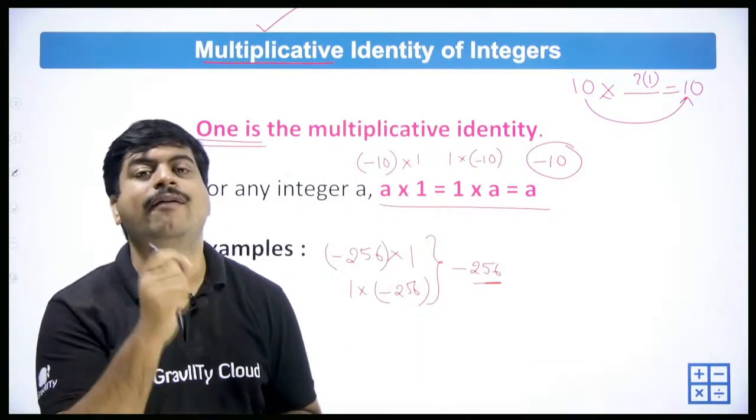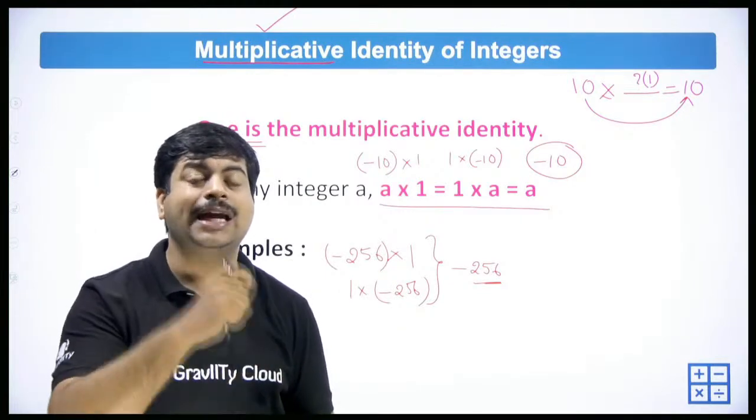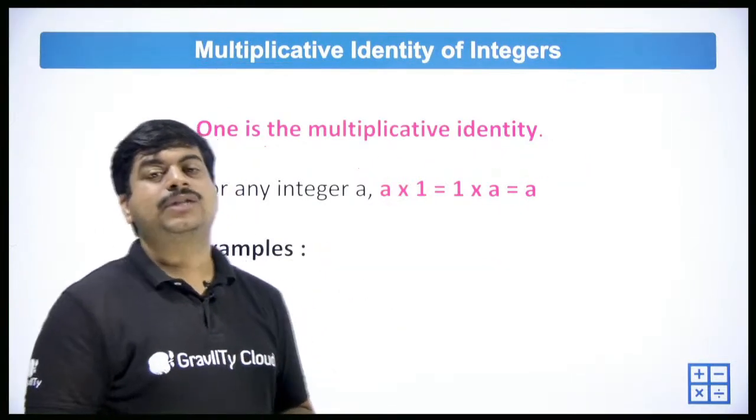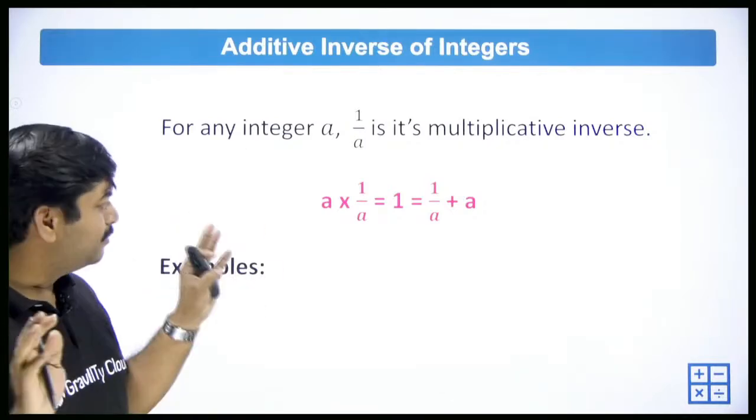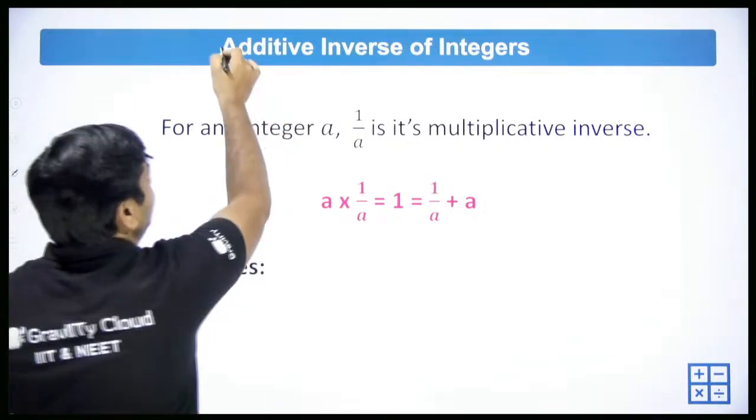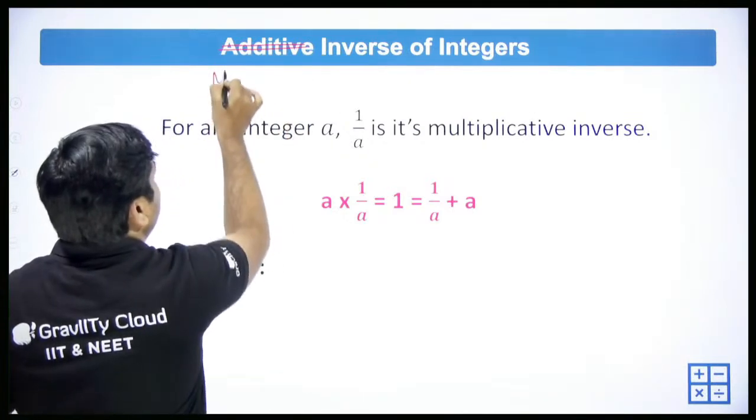In the same way, we have the next thing called the multiplicative inverse. The next one we say is a multiplicative inverse. Okay, before that we have additive inverse. I'm so sorry, this is not additive inverse. This is a multiplicative inverse.